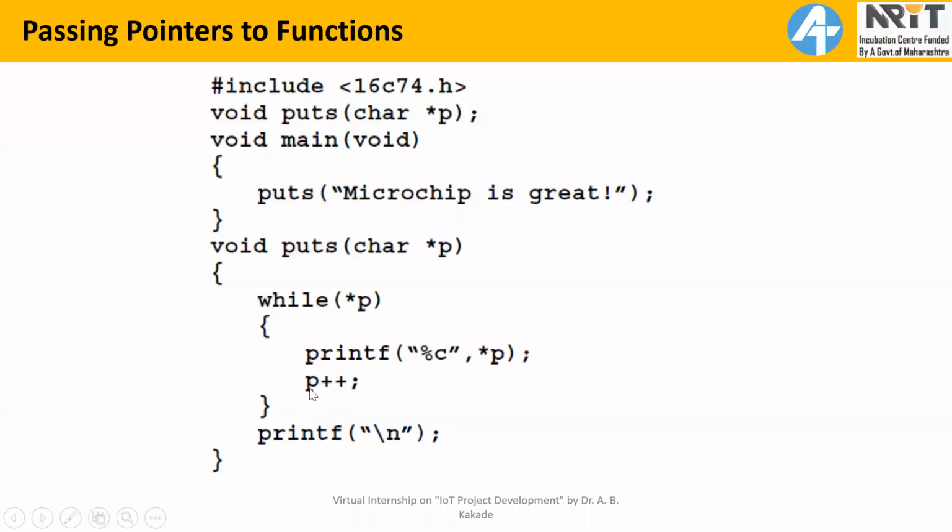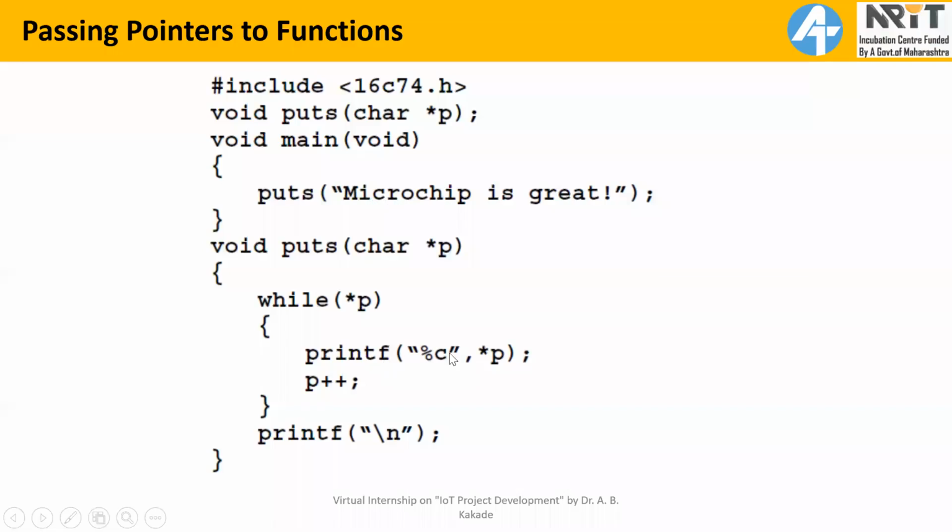After that, what is done? This pointer is incremented by 1, p plus plus. During the second iteration of the while loop, this pointer is pointing to the second character in the string "microchip is great". The second character is i. So this ASCII i is passed to the printf function. Again, the pointer is incremented by 1. Now the pointer is pointing to the third character, c, in the string.